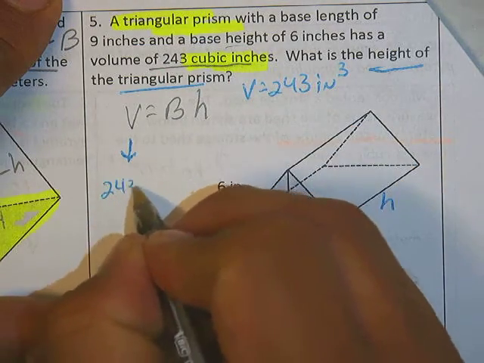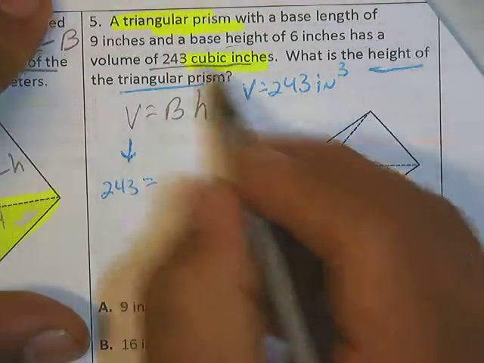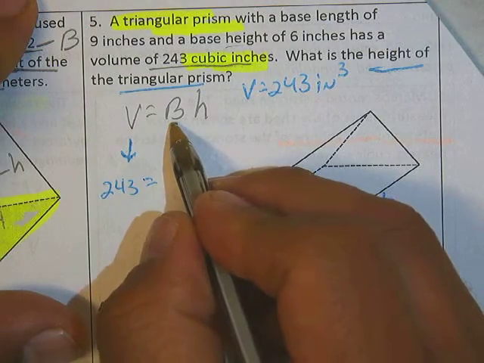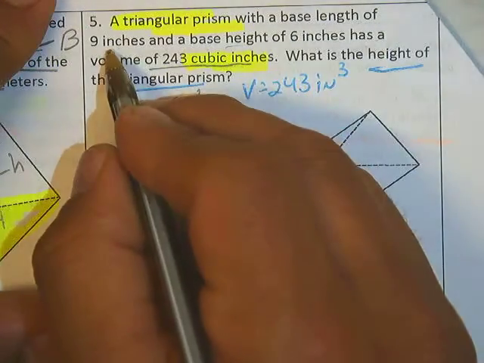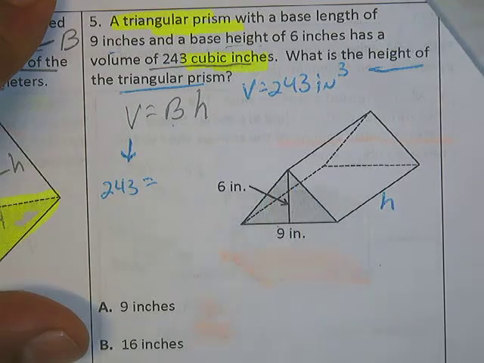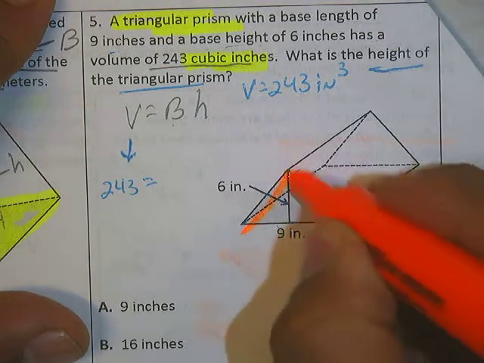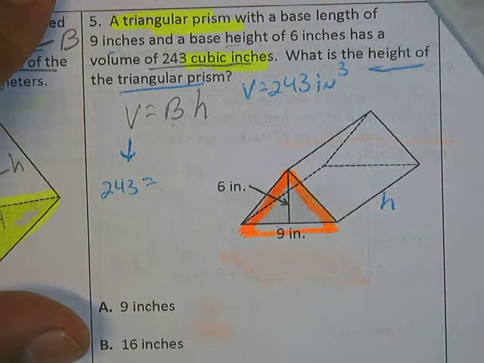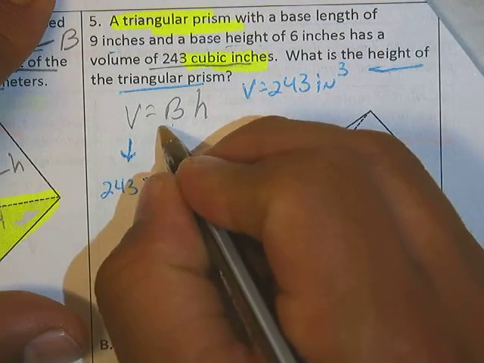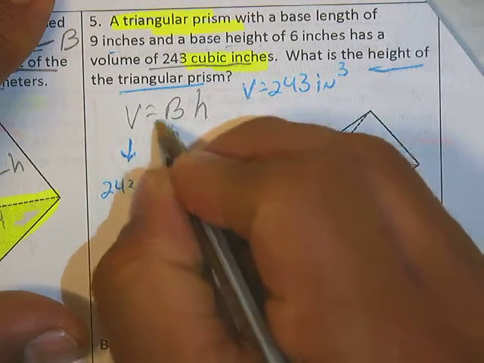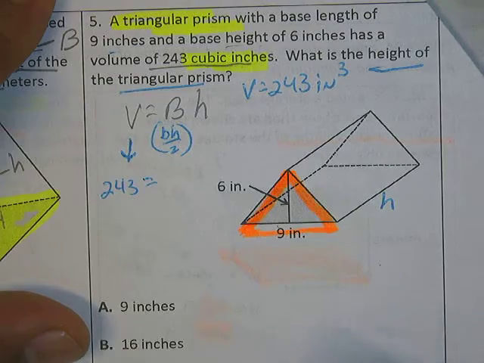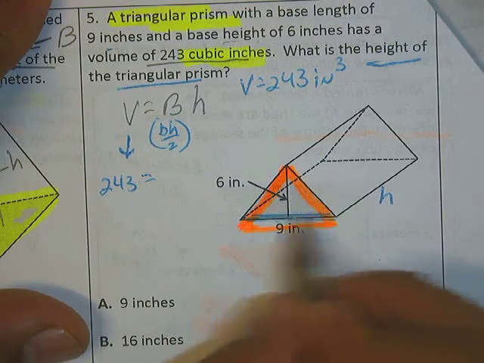So they want to know what is the height of the triangular prism. They want to know what this is. Okay, that's what they're looking for. You're using this. They're giving you the volume, 243 cubic inches. So I'm going to put 243 here. They're telling you the base. Well, they're giving you 9 and 6.